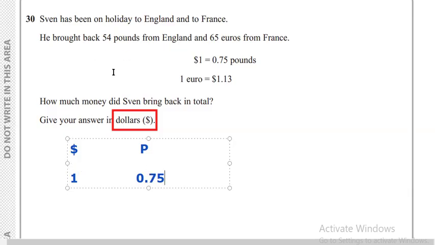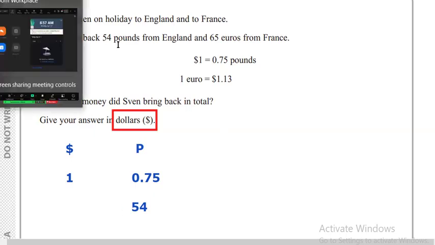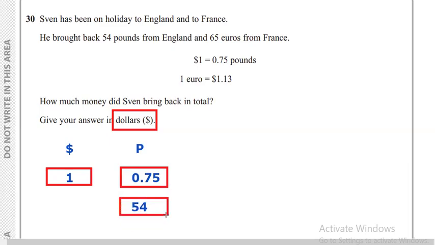Now we go back to the question and check how many pounds do we have. Here we have 54 pounds. This means that under the pounds, I write 54 like this. Now with this exchange rate, I'm trying to turn what? Turn 54 pounds into dollars. When you look at the numbers, we have three numbers: $1 to 0.75, this is the exchange rate, and he has 54 pounds.